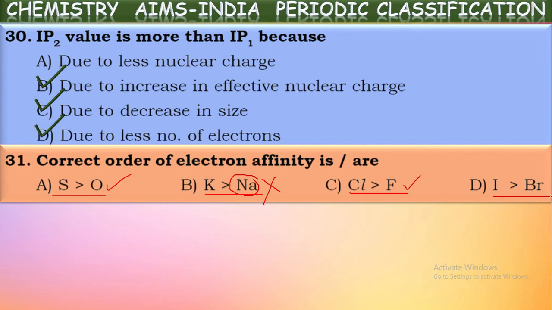What about iodine and bromine? It decreases from bromine to iodine because iodine has greater size than bromine. So they mentioned it in the incorrect way. Now what will be the correct answer? A and C.